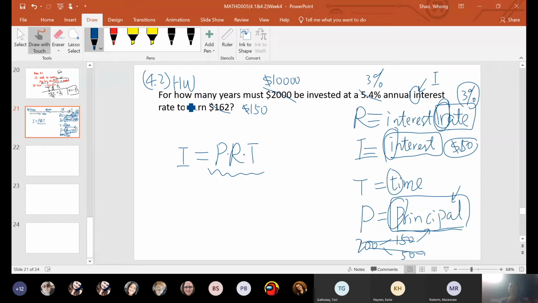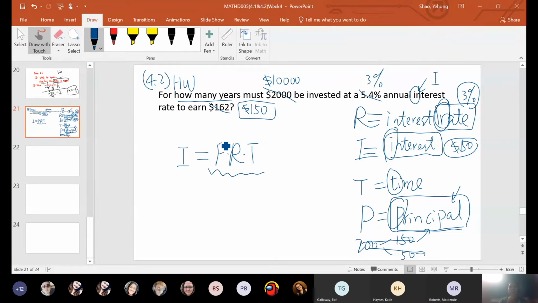But the question here is how many years does it need? So suppose I want to get $150 interest, maybe to buy a new phone, or a new computer, or just a new piece of furniture. So I don't want to use the $10,000 I have. I just want to use the interest. So how long do I have to keep that in my bank account so I can get $150 interest? That's the type of question.